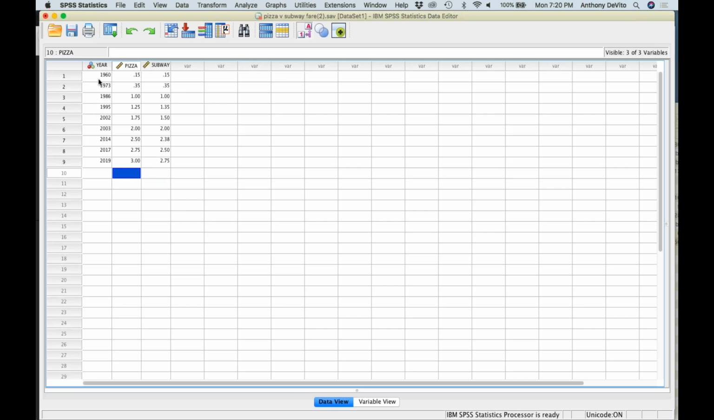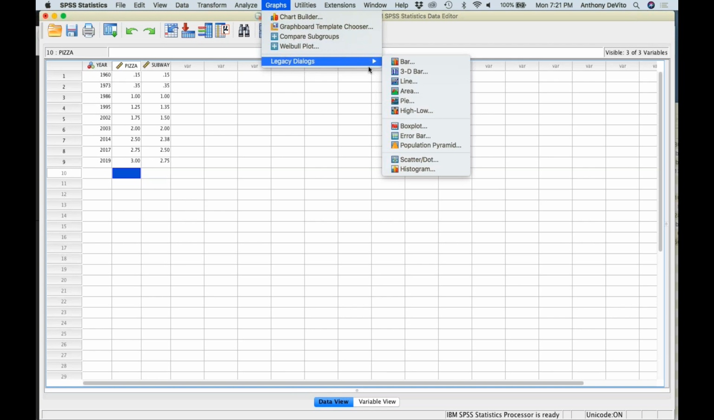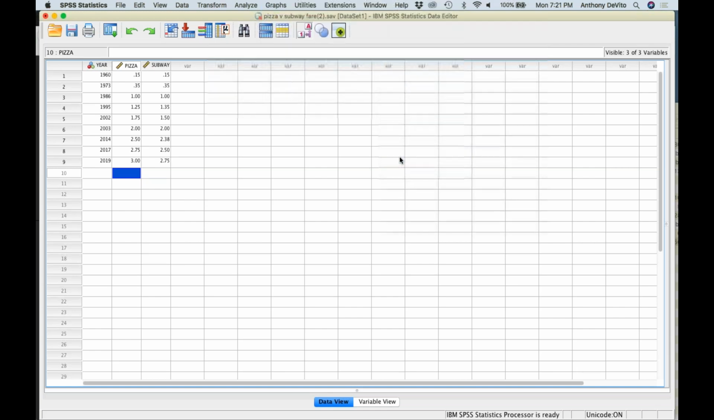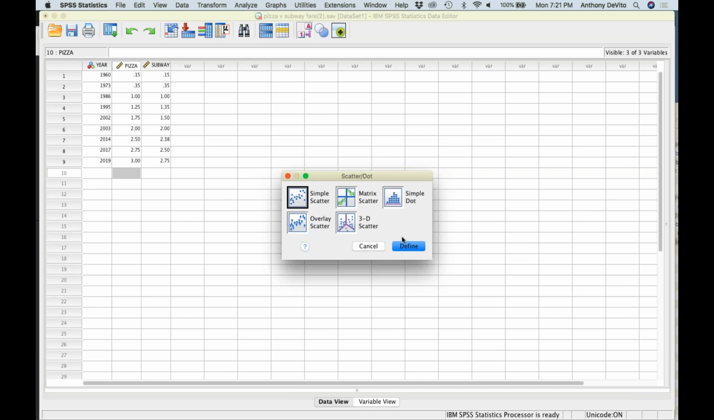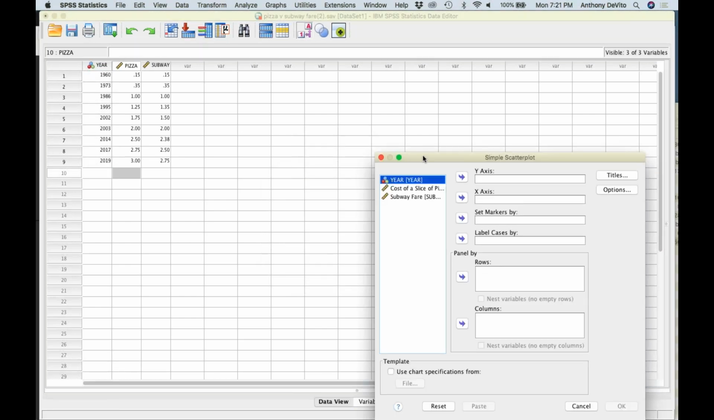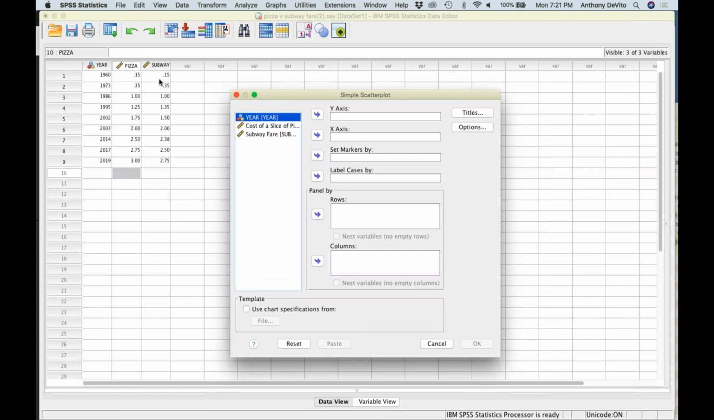So for 1960, I have a point on my graph where X is 0.15 and Y is 0.15. And then for 1973, X is 0.35 and Y is 0.35, and so on and so forth. Okay, so I'm going to go up here to Graphs and go to Legacy Dialogs. I'm going to go to Scatter/Dot. Each one of those dots represents the association between the price of pizza and the Subway fare.